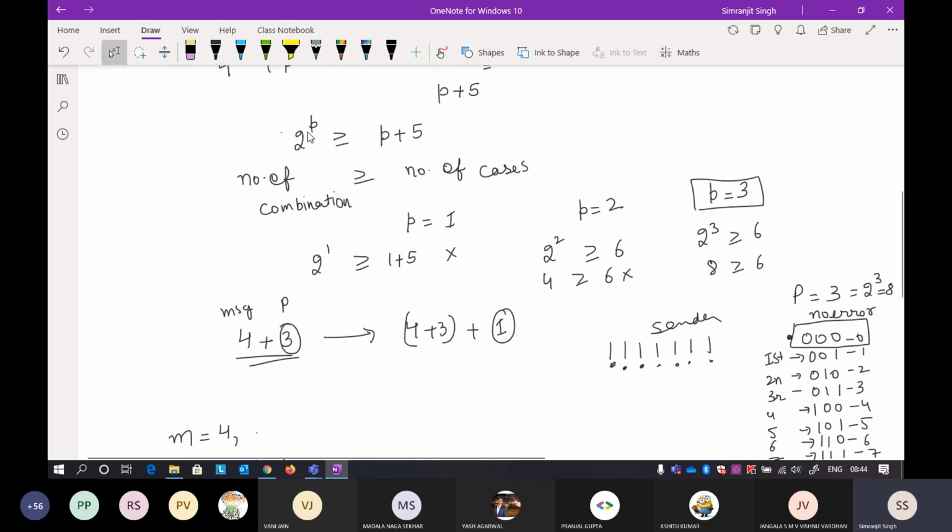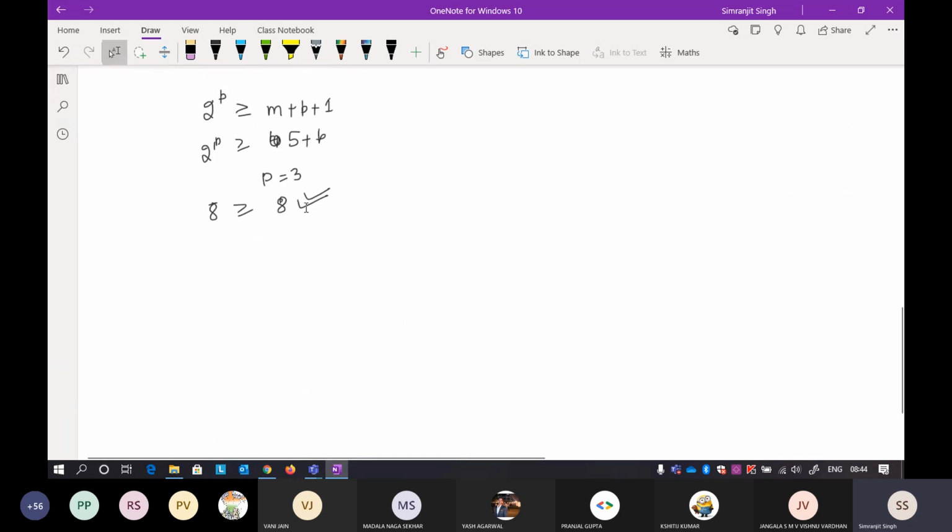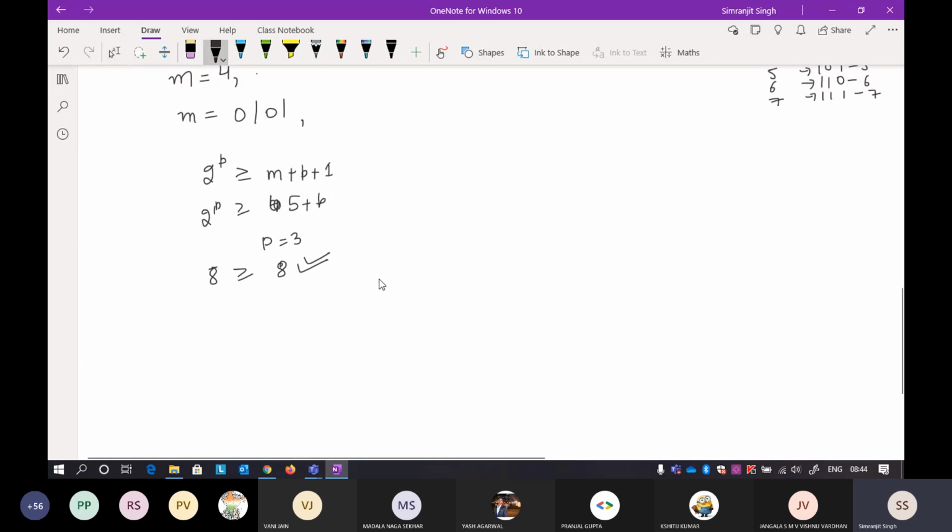Actually, it is 2 raised to power 1, and 1 plus 5 is 6, but here it will be 2 plus 5, that will be 7. So here it will be 3 plus 5, which will be 8. So that is why this condition is true. Okay, so I made some mistake. Now in this case you will see that 8 is greater than or equal to 8. So your parity bits will be 3 bits.